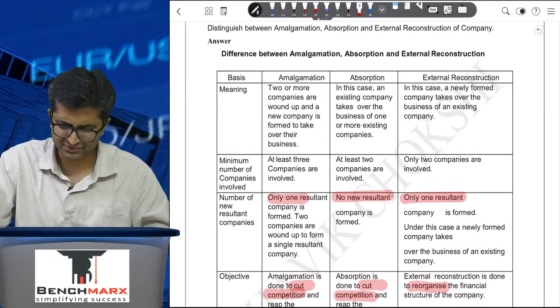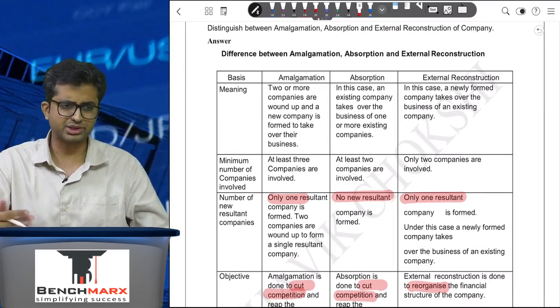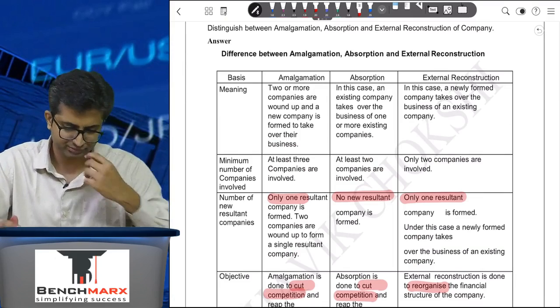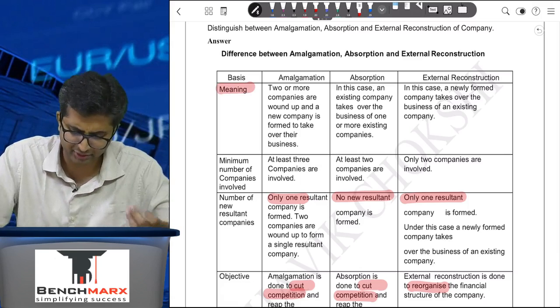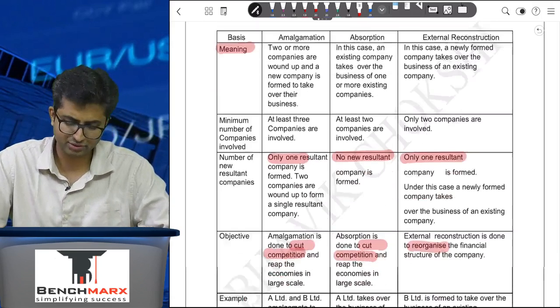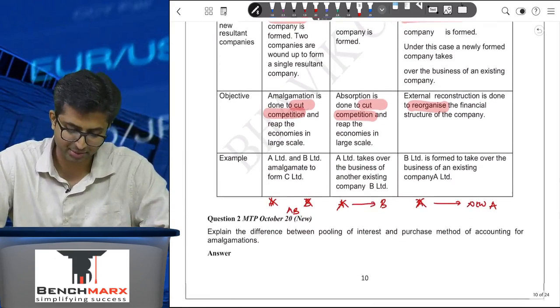Minimum number of companies, as we have said, for amalgamation it is 3, others are 2. And the first point is the important point, where we are trying to understand the meaning of each of these. So this was for 5 marks that had come in the exam.